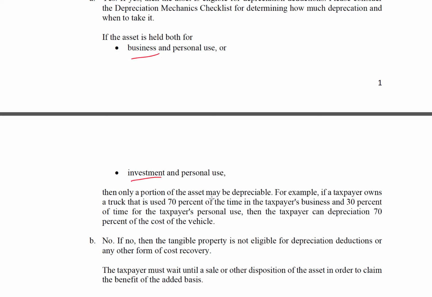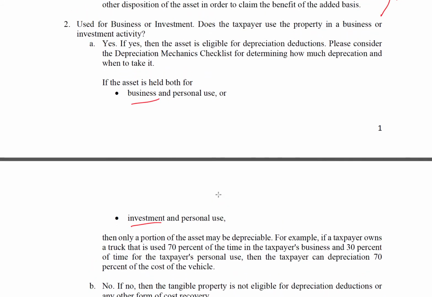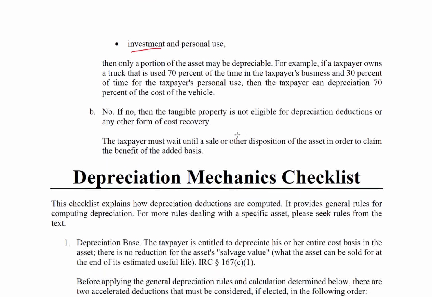And I have an example here. What if a taxpayer owns a truck that is used 70% of the time in the taxpayer's business and 30% of the time in personal use? Well, the taxpayer can only deduct, with respect to depreciation, 70% of the normal amount allowed for depreciation. That's the idea. So if it's business or investment, even if it's mixed, we continue. If not, you cannot depreciate the item.